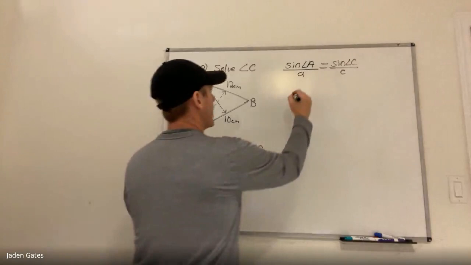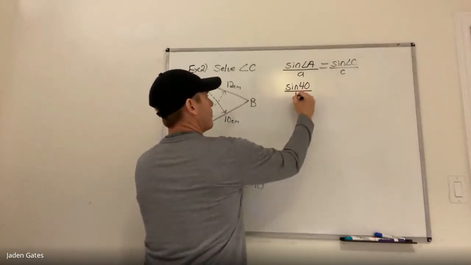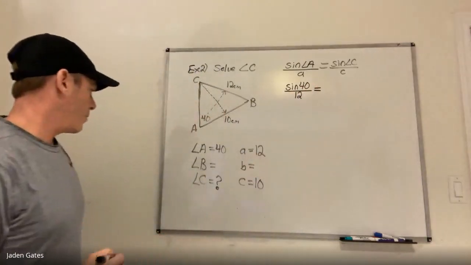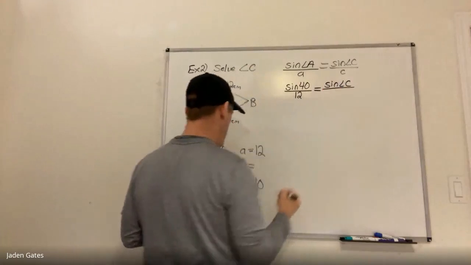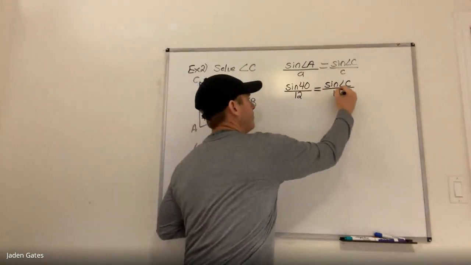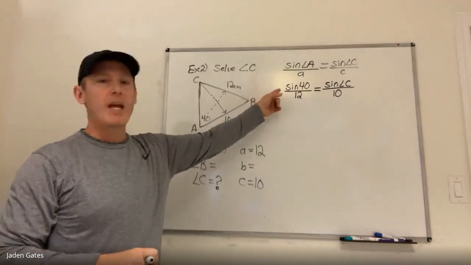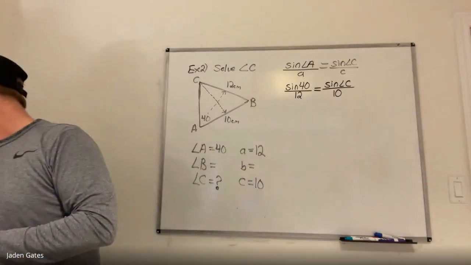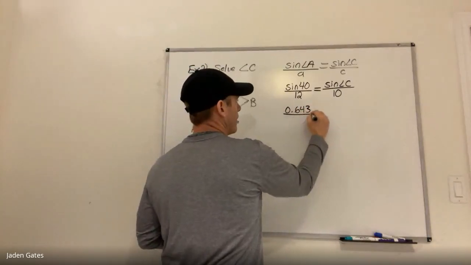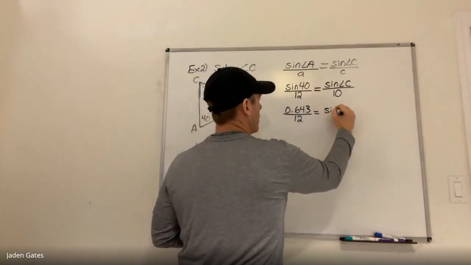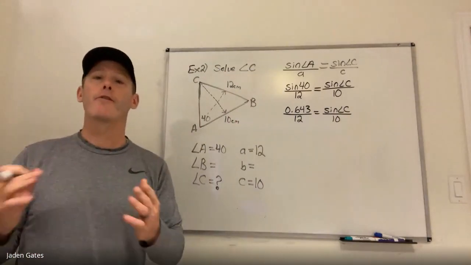All right, so I got my angle here, sine 40 degrees. Side A is 12. All right, what else we got here? We don't know angle C, so I'm going to write that down here, sine angle C. But I do know side C here is 10. All right, not a whole lot of simplifying I can do here, but I can find the sine of 40. So I'll type that into my calculator and I get 0.643. All right. So here I'm at. I've simplified everything.